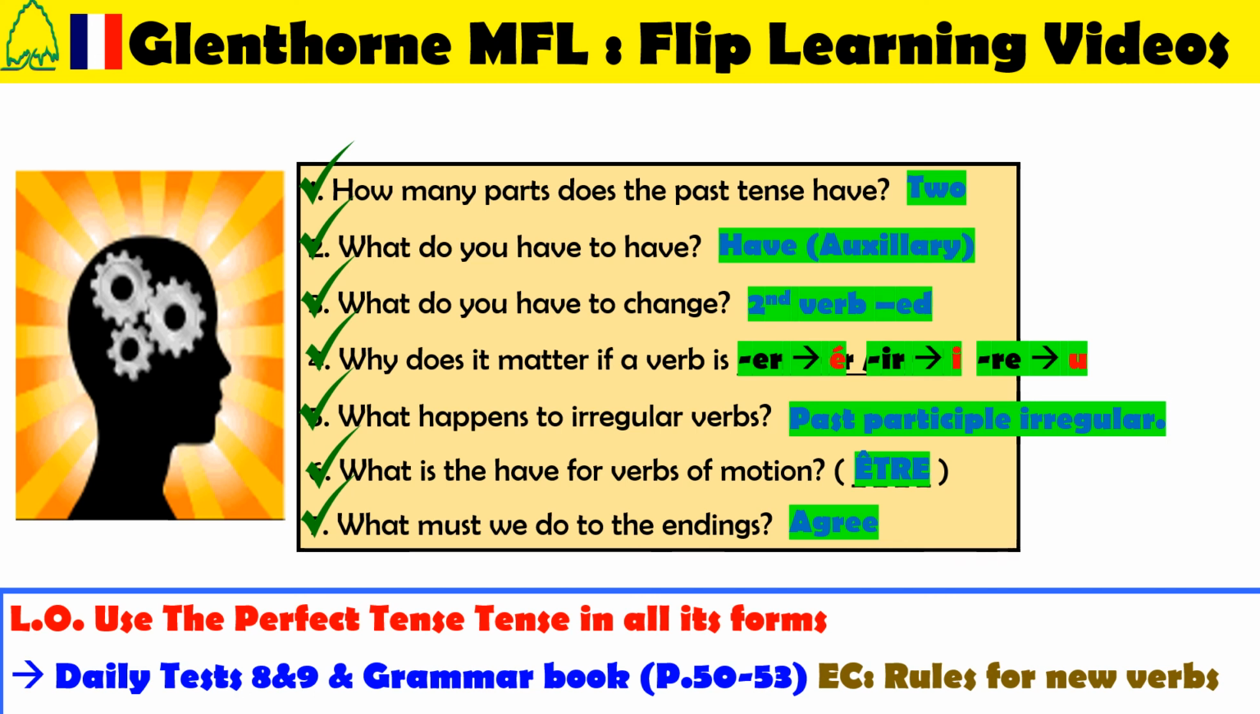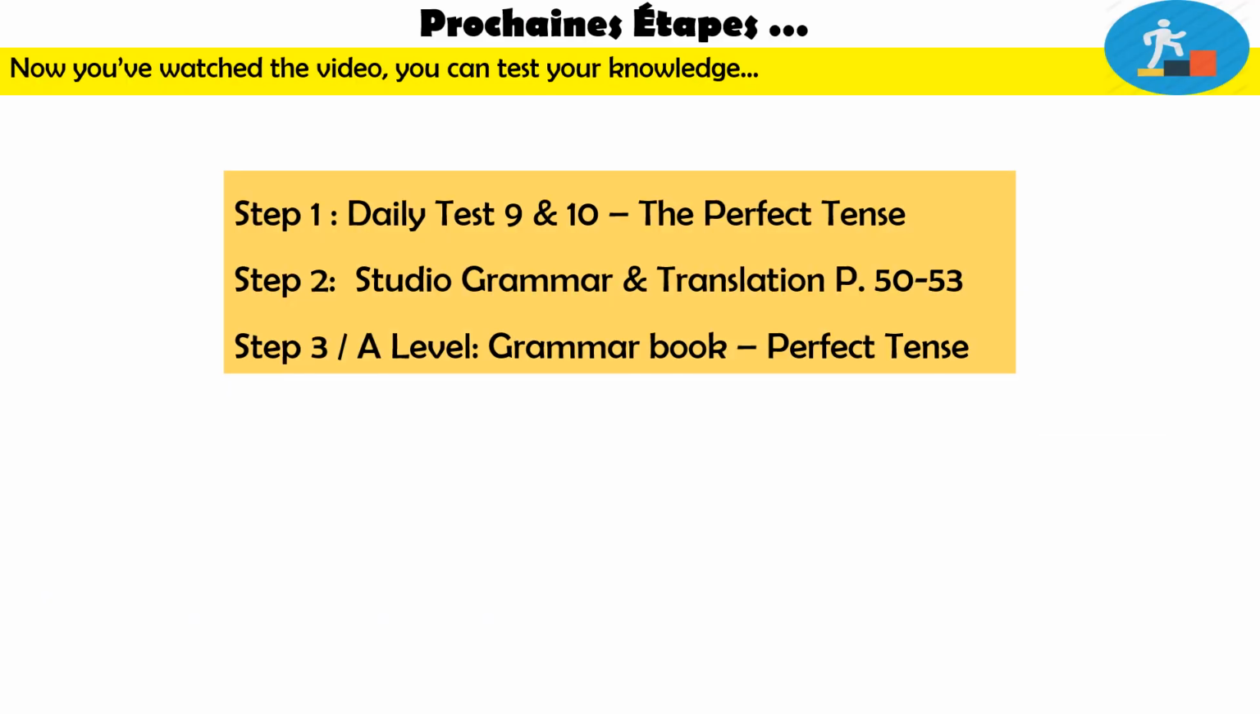This video has talked through the rules, but you need to practice this as much as you can. So this is where we have our next steps. First place to start is the daily tests, 9 and 10 at Key Stage 4 and Key Stage 5. Go through these key things, these key rules. They've got everything you need to know. Then GCSE students, go onto your grammar and translation book, pages 50 to 53. A-level students, look at anything to do with the perfect tense in your grammar book for a really in-depth look at it.